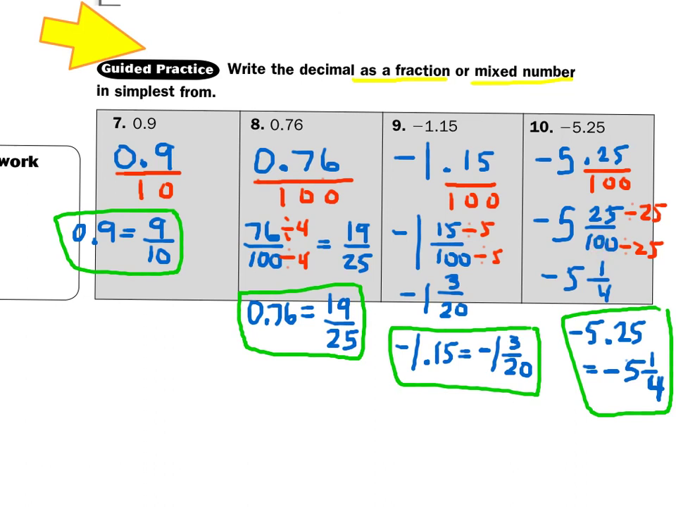And now you know that 25 goes into both the top and the bottom. So I reduce. I have -5, and then 25 divided by 25 is 1. 100 divided by 25 is 4. So I know that -5.25 is equal to -5 and the fraction 1/4.